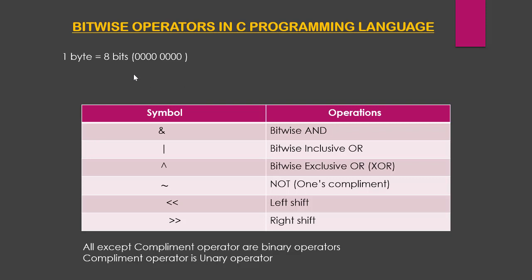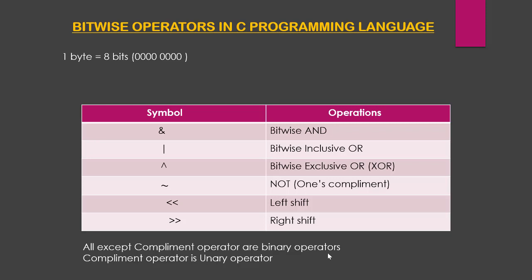A byte consists of 8 smaller units called bits, and a bit can assume either of two values, 1 or 0. This is the list of operators we can use to manipulate bits: bitwise AND, bitwise inclusive OR, bitwise exclusive OR, NOT operator or ones complement, left shift, and right shift. All the operators listed in this table, with the exception of the ones complement operator, are binary operators, and as such take two operands.